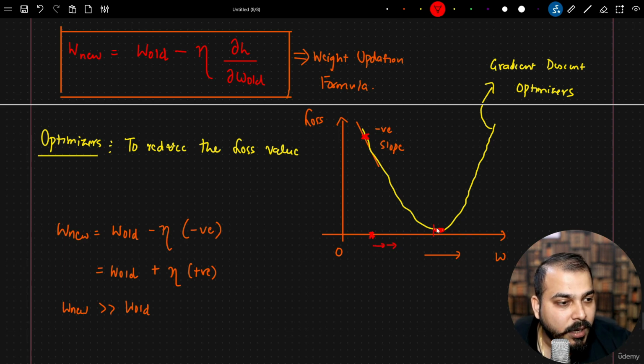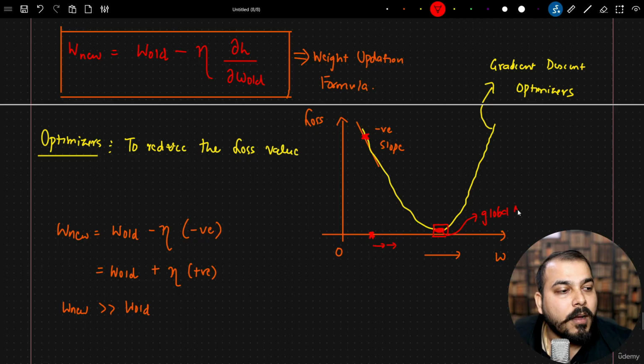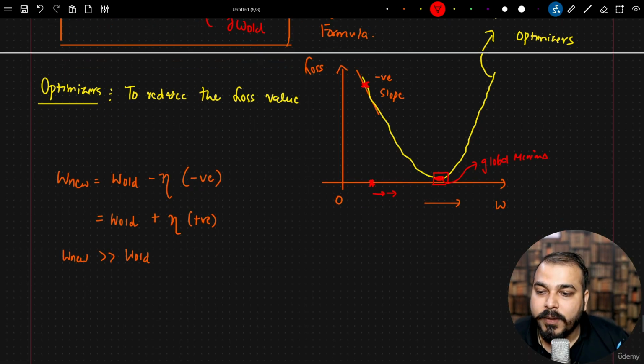And understand, we need to come to this location. Why? Because this point is called the global minima. Super important. This point is called the global minima, and our main aim is to come over here. You can see with the help of this weight updation formula, we are doing the same thing. First of all, with this W, I got a negative slope. So if I'm getting a negative slope, that basically means I have to increase the weights to reach this particular point, and that is basically happening. The W new value that we are going to get is going to increase. So this is definitely going to work.